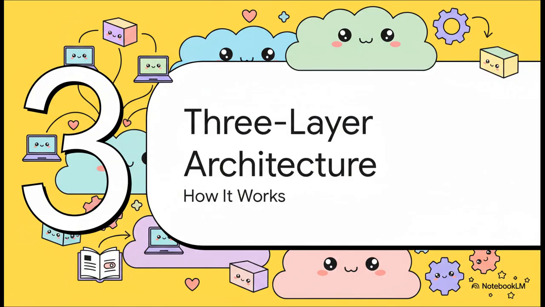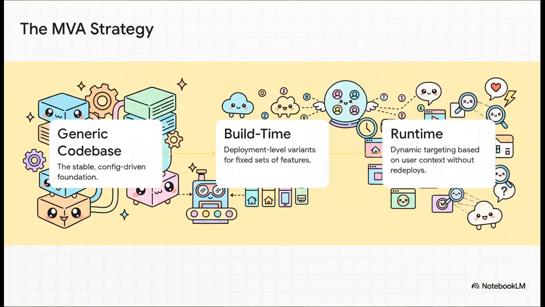Okay, so how does this actually work in practice? It all comes down to a really elegant and, frankly, powerful three-layer architecture. This whole MVA strategy breaks down into three distinct layers. So first, you've got your foundation. That's the generic, configuration-driven codebase. Then, the second layer handles what we call build time variants, which are kind of like different versions you can package up for specific needs. And then the third layer, the most dynamic one, is runtime, which customizes the experience for every single user on the fly.